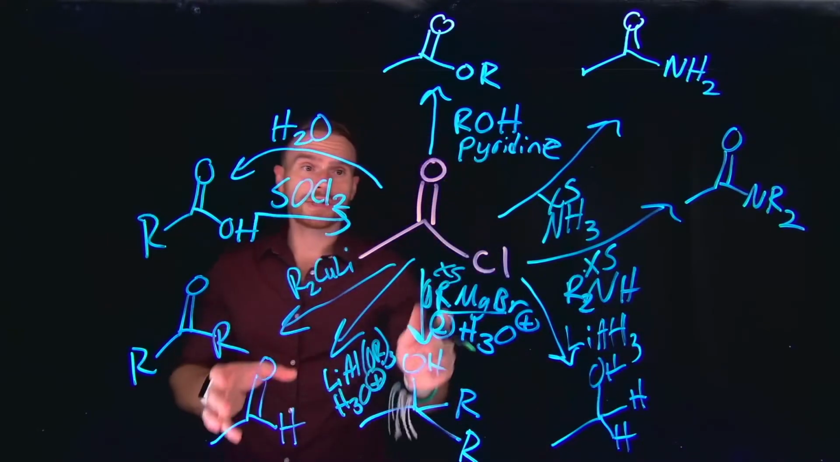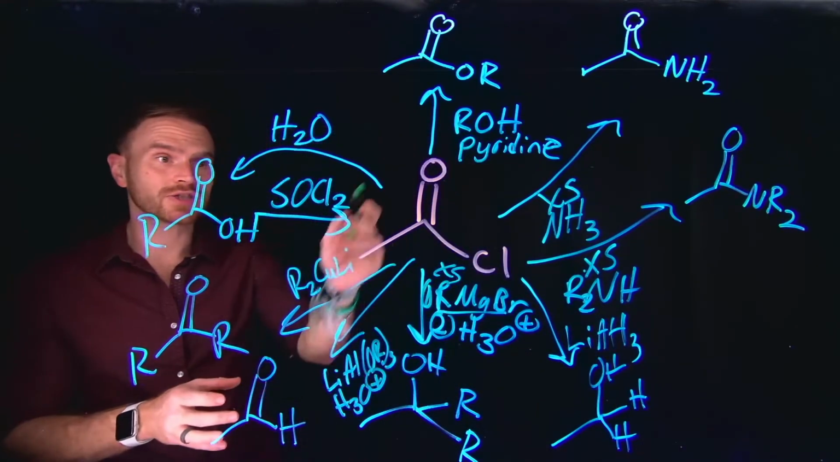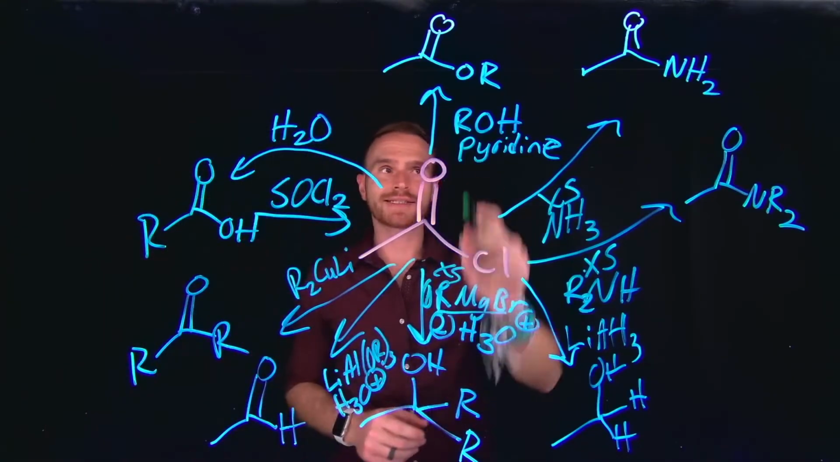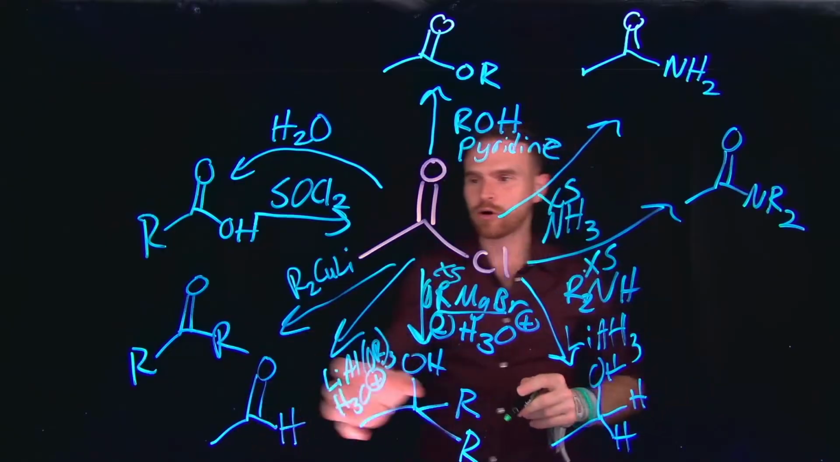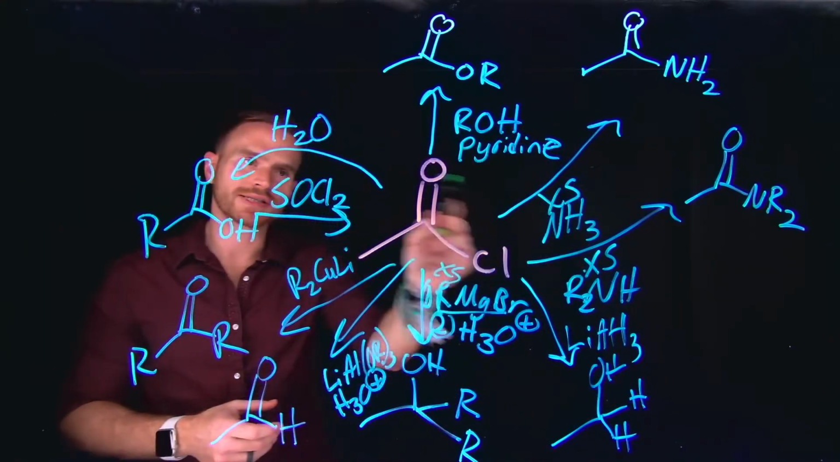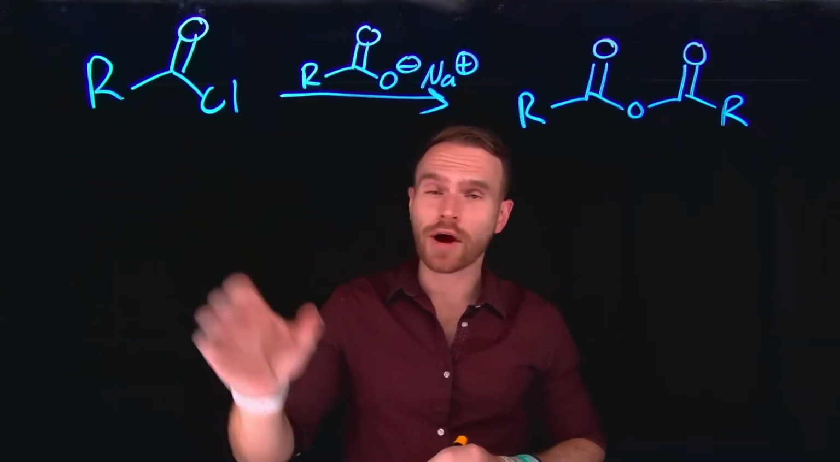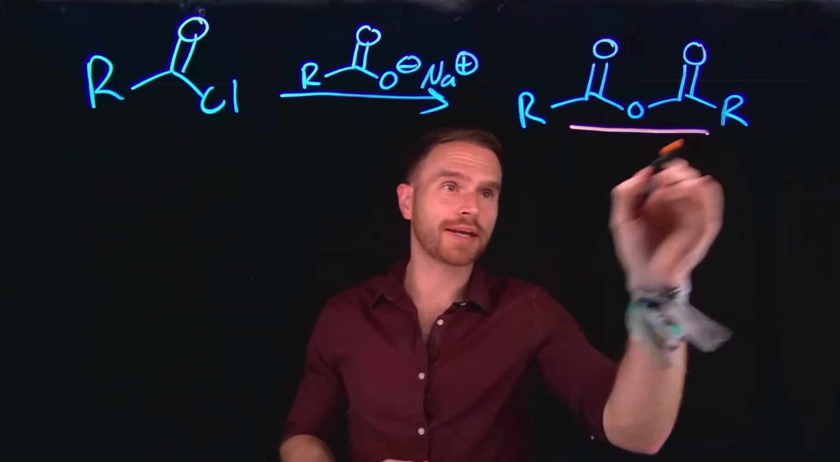And these are all the different transformations that are possible by using acid chlorides. We can go to carboxylic acids, esters, amides, alcohols, etc. And it'll be important to keep all of these in mind when doing multi-step synthesis. Acid chlorides can also be useful for creating anhydrides.